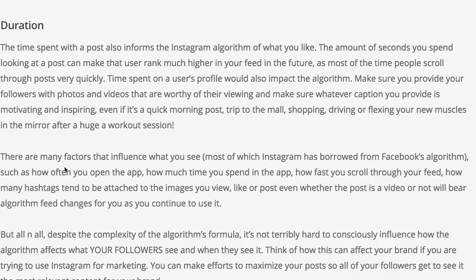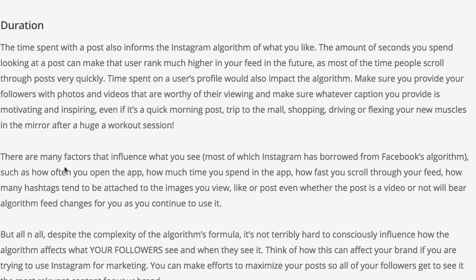The duration. The time spent with a post also informs the Instagram algorithm of what you like. The amount of seconds you spend looking at a post as you scroll through your feed shows Instagram that that user's post should rank higher up in your feed in the future. And especially, Instagram is looking for your habits. You might not realize that what you're doing on Instagram as you go through your feed multiple times a day, at specific times, for specific amounts of time, and X amount of photos, Instagram mathematically is looking at all that and deriving it into their feed.